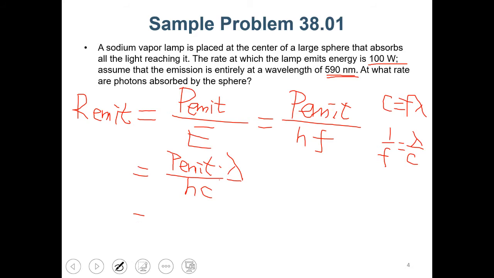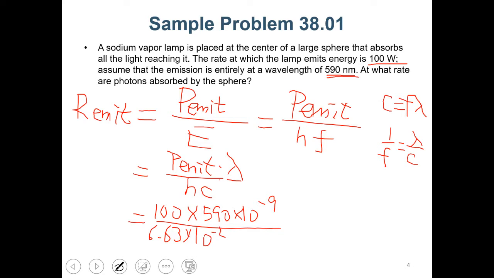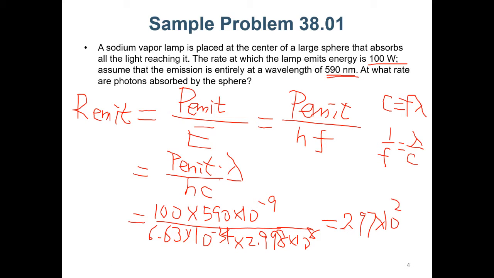So we can write it as 100 watts times 590 times 10 to the minus 9 over 6.63 times 10 to the minus 34 times 2.998 times 10 to the 8. So the answer is 2.97 times 10 to the 20 photons per second.